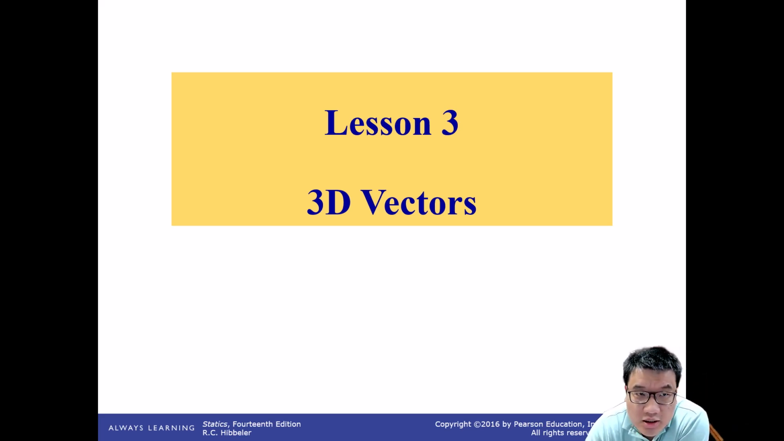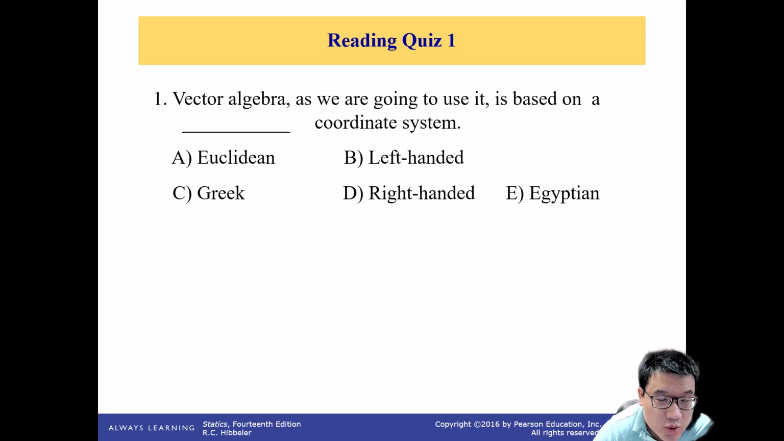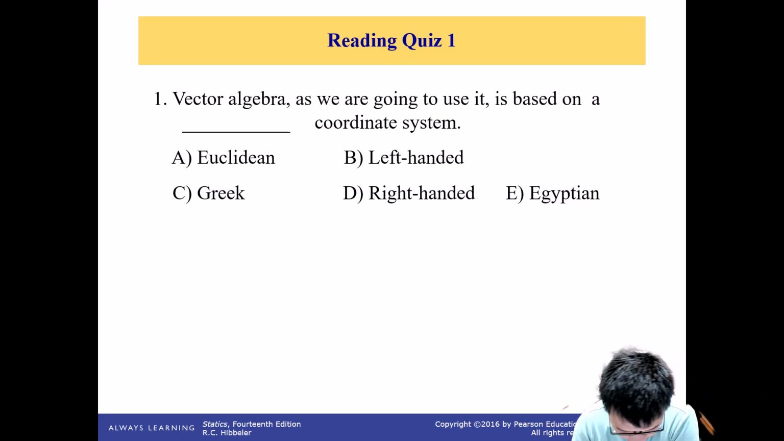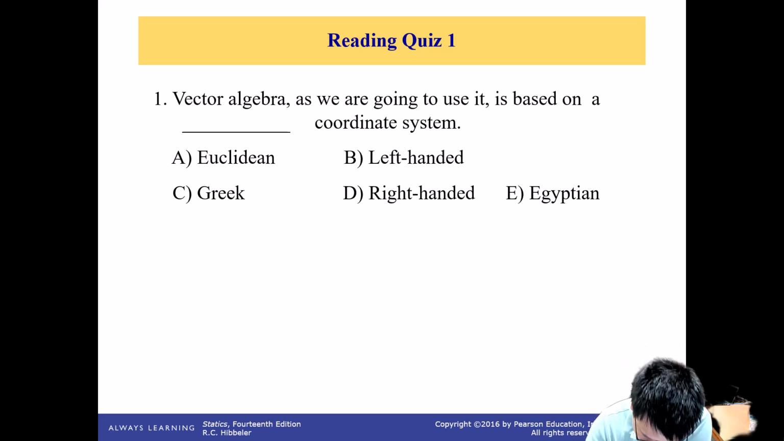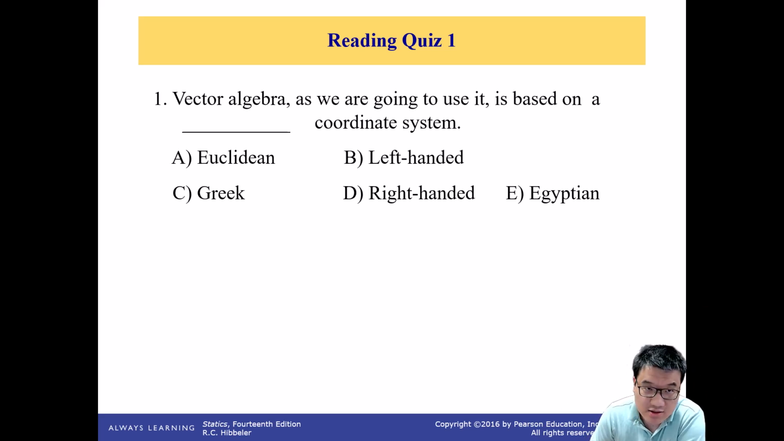But before we get started, here are some reading quizzes to refresh your memory a little bit. My first question is for vector algebra, because we are going to use it very often in this class. It's based on what coordinate system? It should be a very quick answer. It should be the right-handed coordinate system, which will be used for this class very often. So the answer will be D for the first quiz.